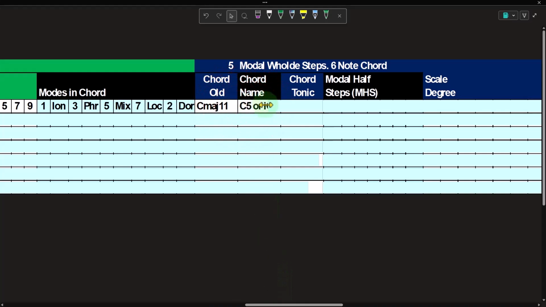What would be easier? Just call it a C Ionian C5 chord, meaning it's a 6-note Ionian C chord. Why? Because I'm on the note we're on, and then we're just going to skip every other note 5 times. So what would that look like if it was at 11?